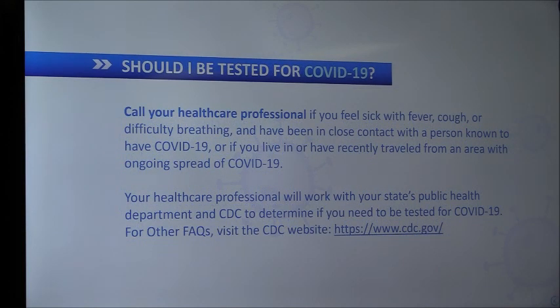Should I get tested? If you feel sick, have a fever or cough, you may want to contact your healthcare professional, especially if you have difficulty breathing or have been in close contact with a person known to have COVID-19, or if you live in or recently traveled from an area where there's an ongoing spread. All of our healthcare professionals are working with the state public health department and the CDC to determine who needs to be tested for COVID-19.